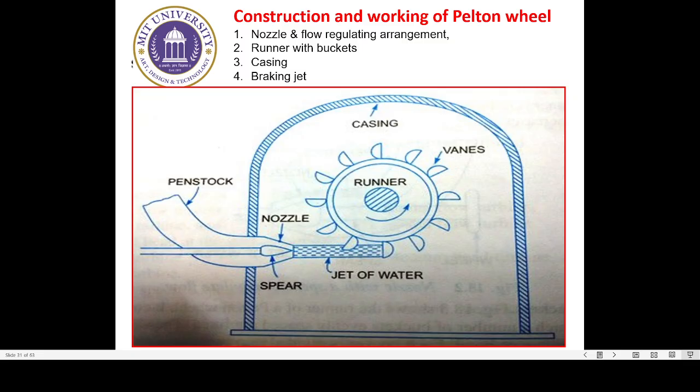The typical shape of the bucket is a double hemispherical cup or a bowl, and each bucket is normally divided into two symmetrical parts.